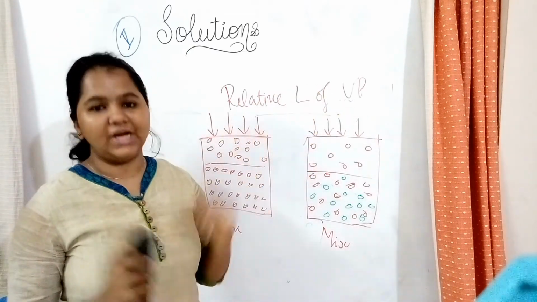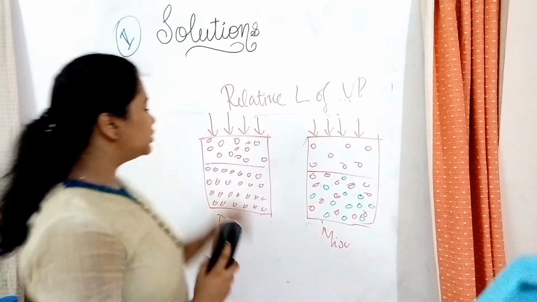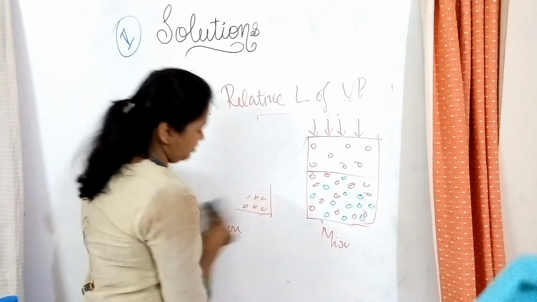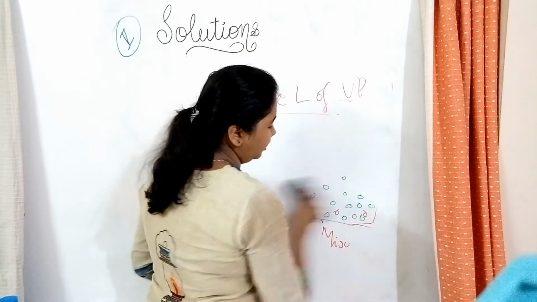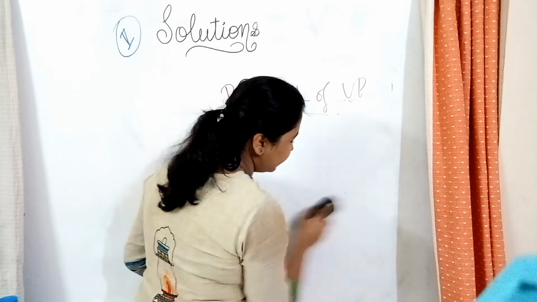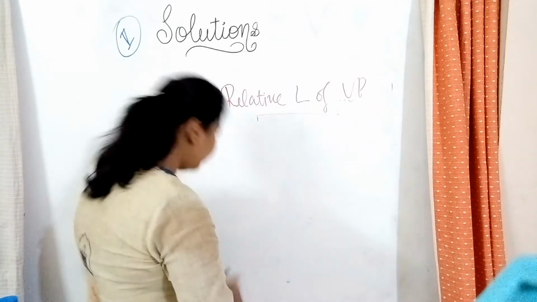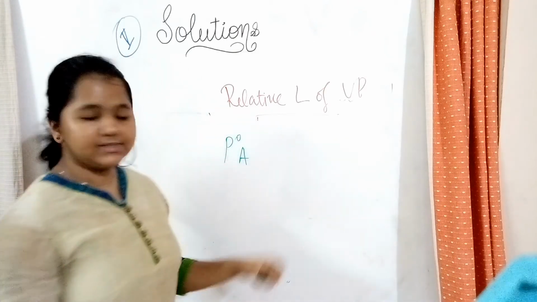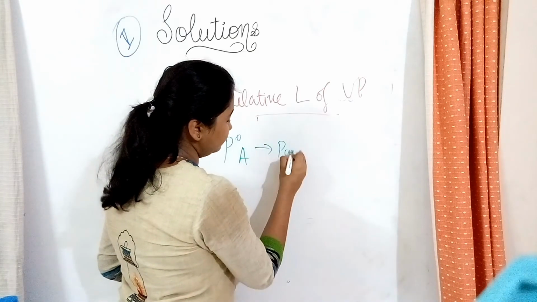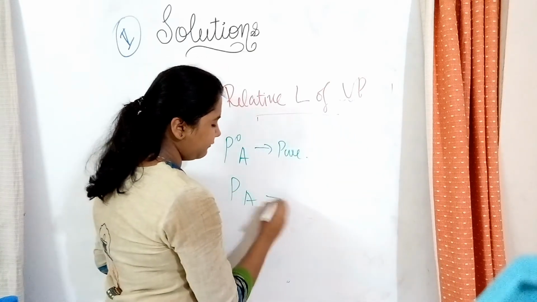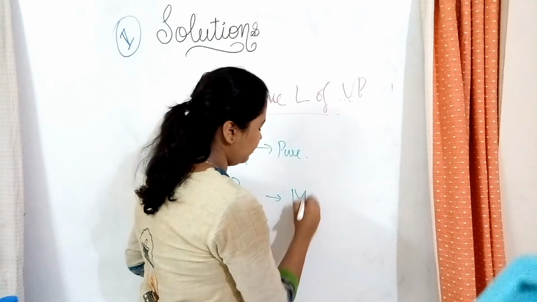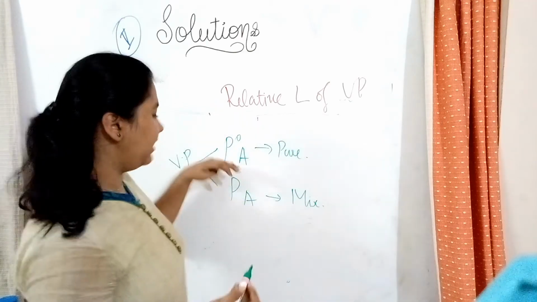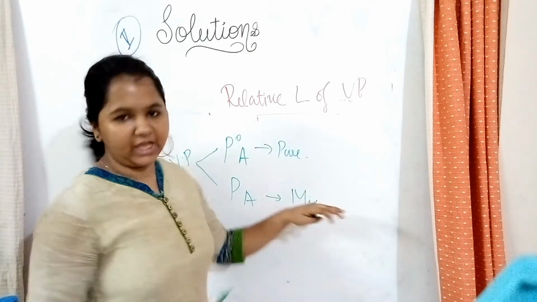For lowering of vapor pressure, I said it's a comparison between two of them, that is, between the pure solvent and the mixture. So let's make the vapor pressure of the pure solvent P0A, and PA for the mixture. These are the vapor pressures of each of them: P0A in the pure state and PA in the mixture.